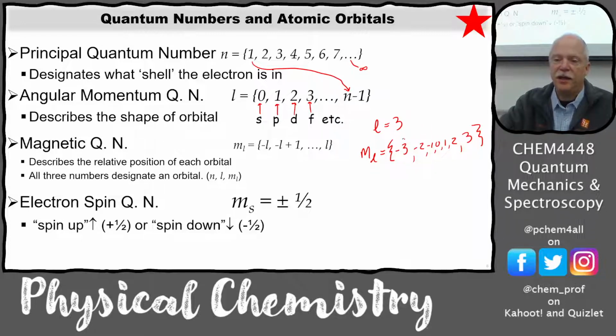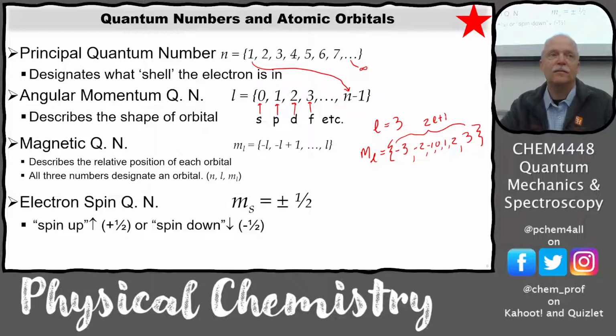So what's the degeneracy of this? Like how many of these orbitals are there? It's 2L plus 1, right? So it should be 7 of these, and there are. There's 1, 2, 3, 4, 5, 6, 7. And those are the F orbitals. That's why we have 7 F orbitals. Each one of them has a different m sub L. So that stuff you've got to be able to just know, okay?